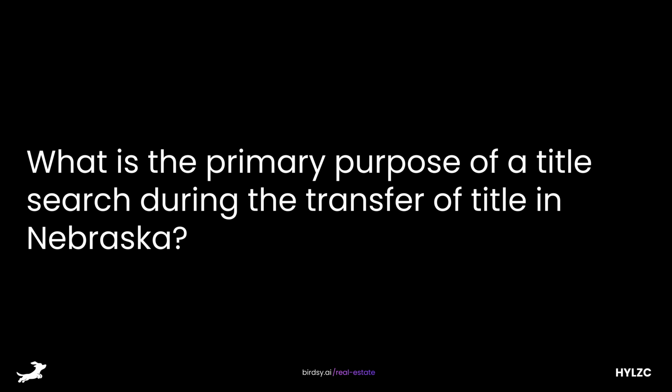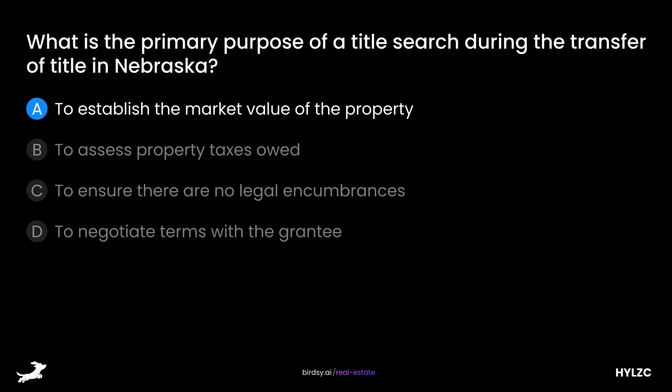What is the primary purpose of a title search during the transfer of title in Nebraska? Is it A, to establish the market value of the property, B, to assess property taxes owed, C, to ensure there are no legal encumbrances, or D, to negotiate terms with the grantee? The answer is C, to ensure there are no legal encumbrances.